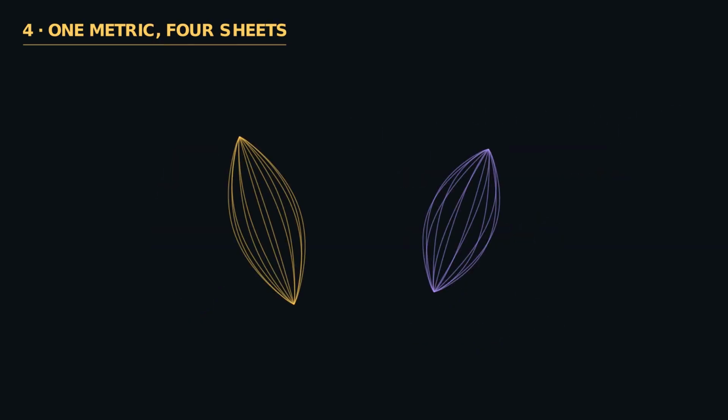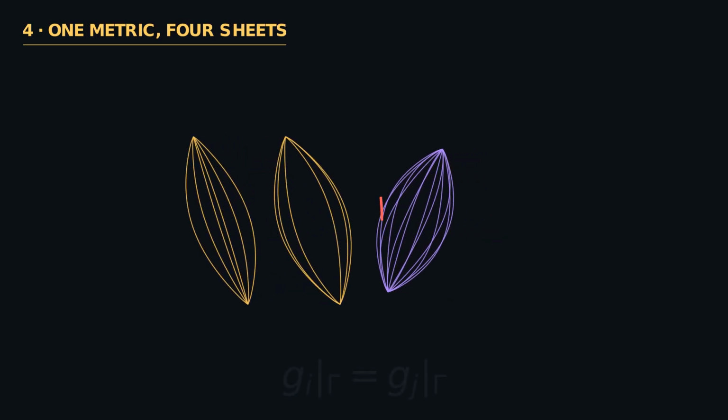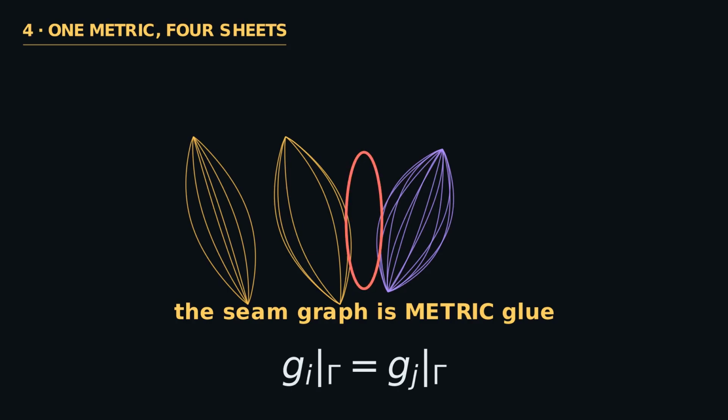And there is a rigidity condition. Wherever 2 sheets meet along a seam, their induced metrics must agree. So the seam graph is not merely topological glue. It is metric glue. It forces 4 separate sheets to behave as 1 coherent metric foam.